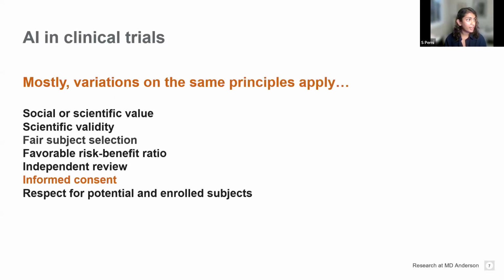So what about when it comes to AI in clinical trials? I would say, honestly, we're still doing clinical research. We're still doing clinical studies and intervention-based studies. And so mostly variations on the same principles really apply. What I'm going to focus on here is a little bit more of the informed consent and the unique potential harms or unique potential risks of the use of AI in clinical trials. Although, even though I'm focusing on informed consent, I think it really bears on all of these quite a bit.